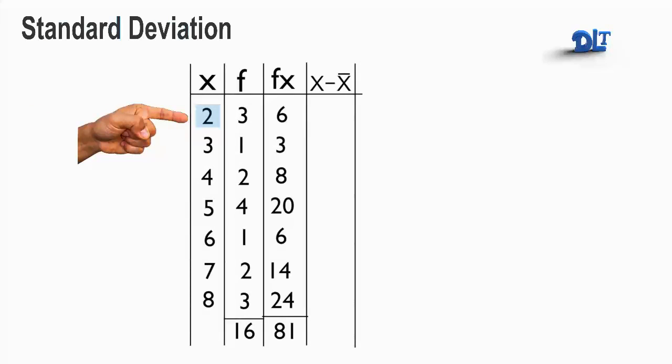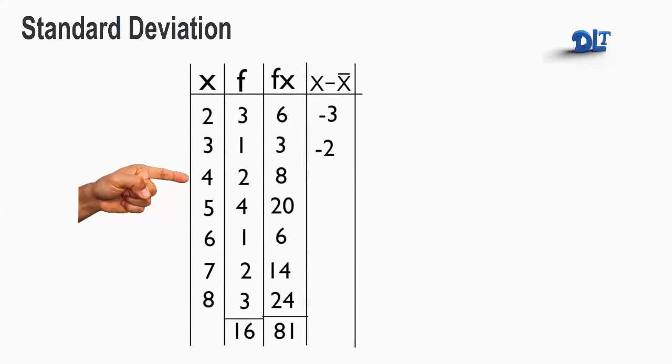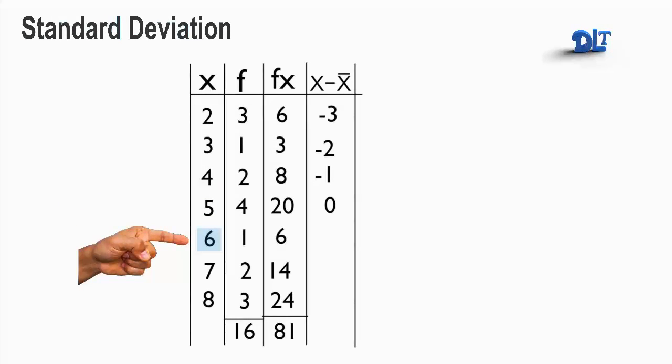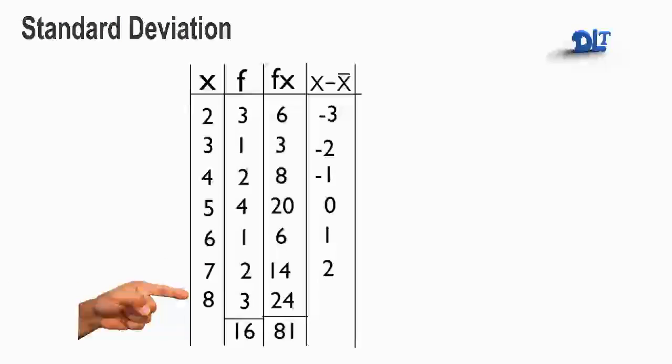So, 2 minus 5, the answer is minus 3. 3 minus 5, minus 2. 4 minus 5, minus 1. 5 minus 5, 0. 6 minus 5, 1. 7 minus 5, 2. 8 minus 5, 3.